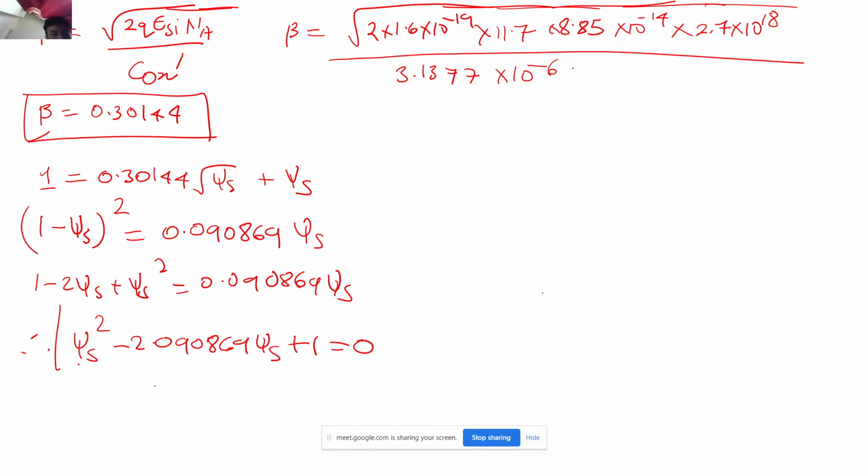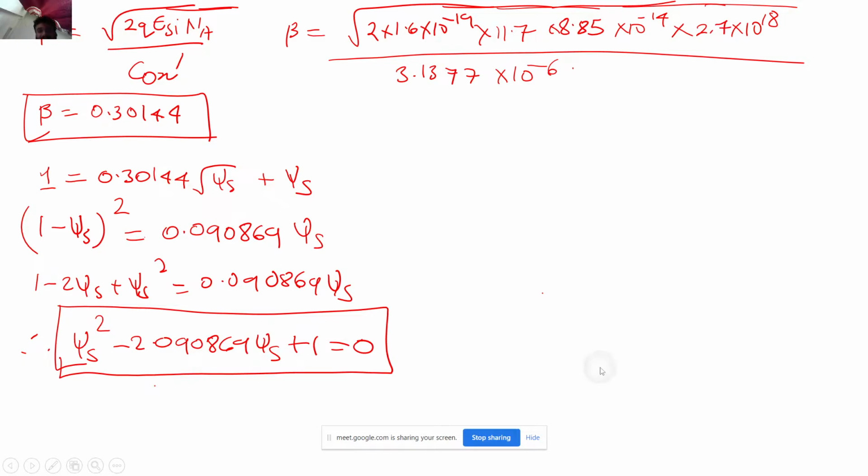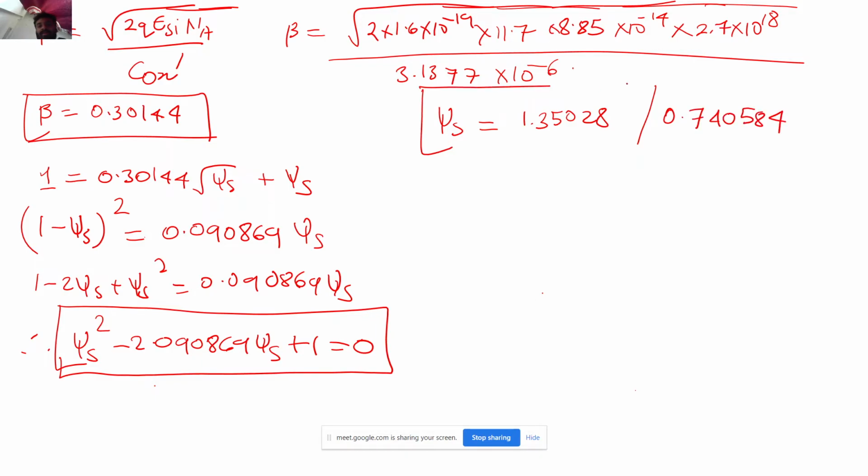This is the quadratic equation that we have, and I hope you guys can easily solve it. I will just write the solution because we still have further numericals to do, right? So the psi s value that we will be getting is around 1.35028. This is the first value, and the second value that we are going to get is 0.740584. So these are the two values of psi s that I am going to get, right?